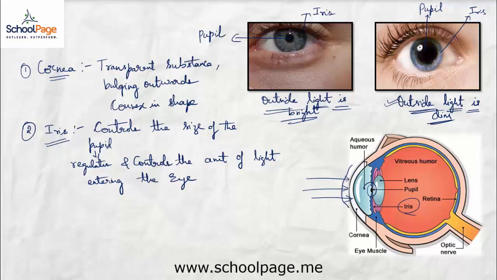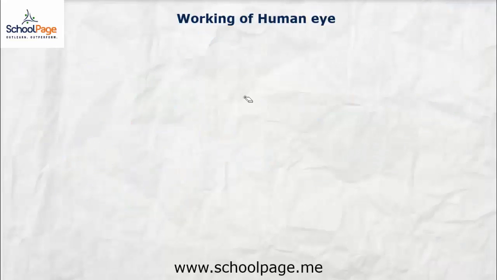You might have experienced when you enter into a cinema hall, you are not able to see objects clearly. But after some time, you are able to see things around you. This is because you have entered from bright light to a room with dim light. The pupil acts like a variable aperture whose size gets adjusted with the help of the iris.